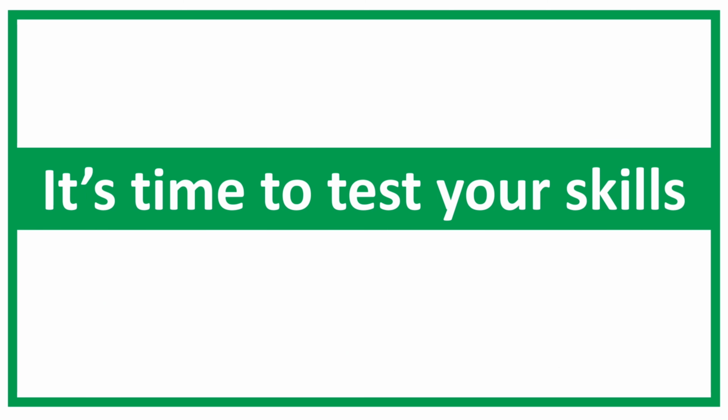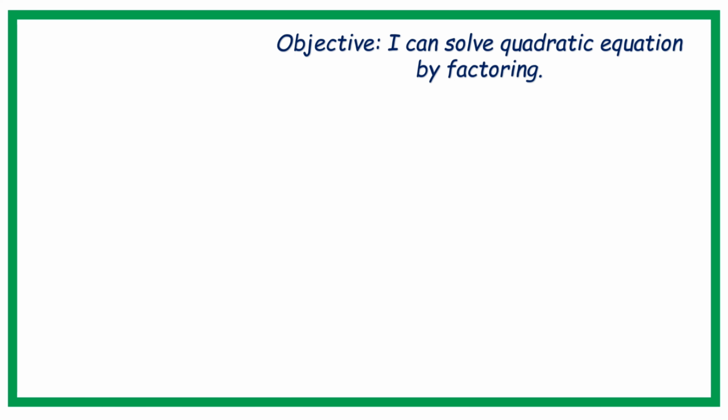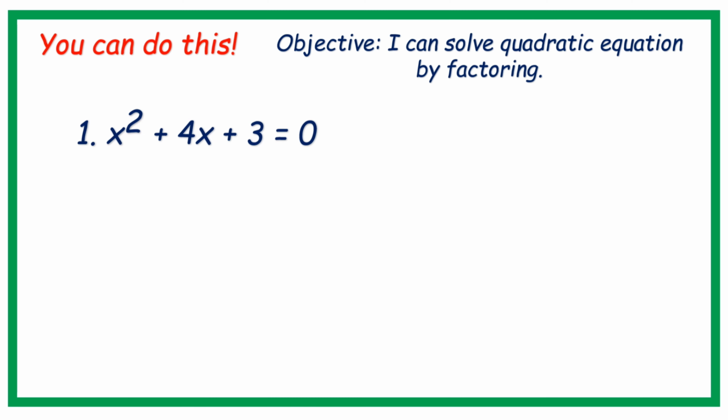Now it's time to test your skills. Again, our objective: I can solve quadratic equation by factoring. You can do this. You can bring out paper and pencil. Don't answer it yet. Don't solve it yet. I'll give you time to copy before you solve it.